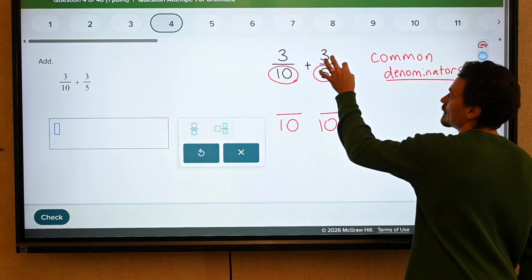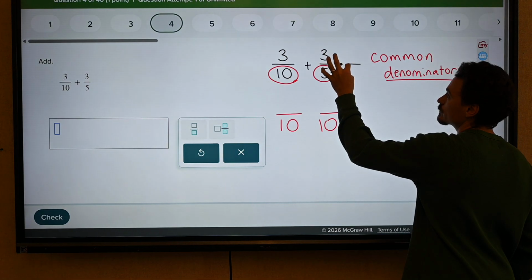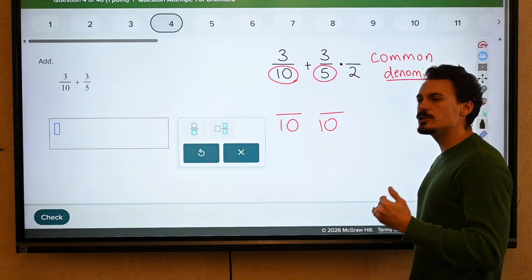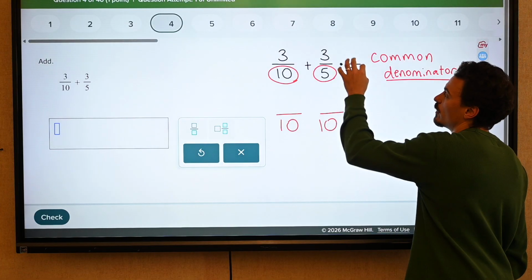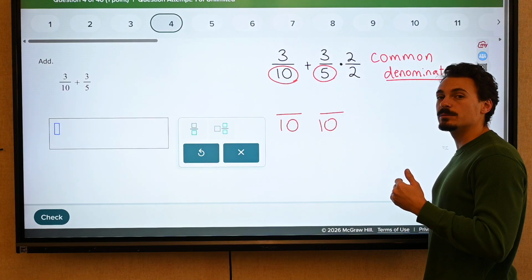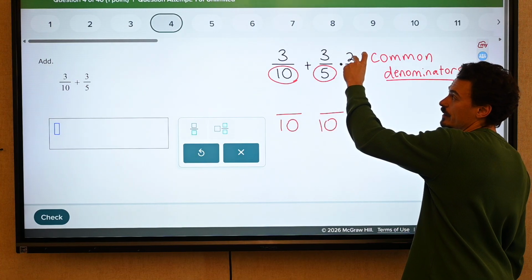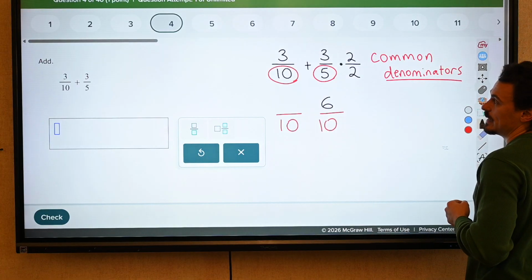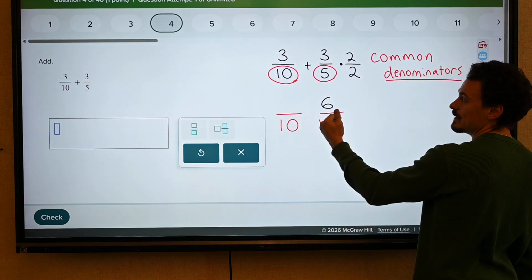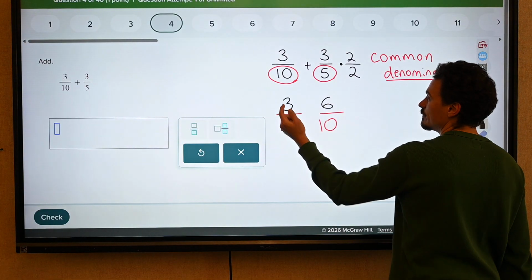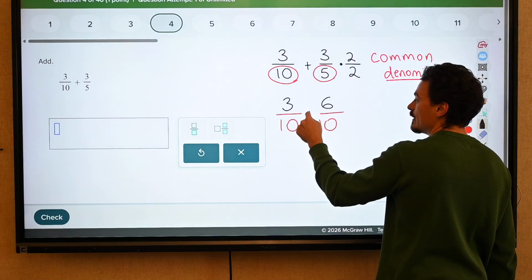The way I do that is I multiply by 2. In order to not change the value of the fraction, you also have to multiply the top number by 2, because whenever you multiply something by a value of 1, it doesn't change that value. So that gives us 6 out of 10. In other words, 6 out of 10 is the same as 3 out of 5. This one stays the same because it's already out of 10, and then I'm adding.